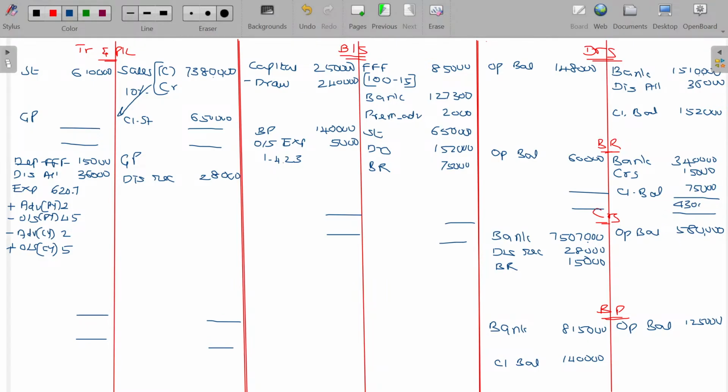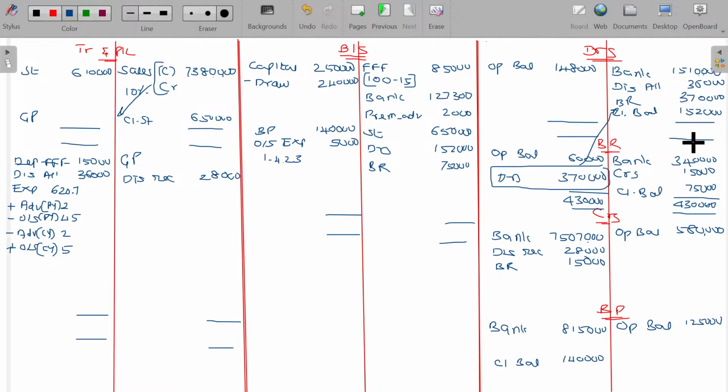4,30,000. And here the value being 3,70,000. What about this balancing figure? New acceptances. We send the BR to the debtors and got the acceptances. So debtors, here BR 3,70,000 rupees. The balance what I get is transferred here.